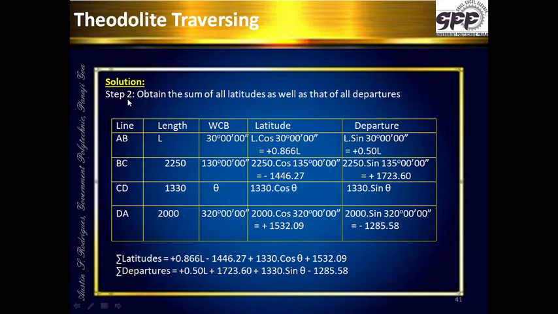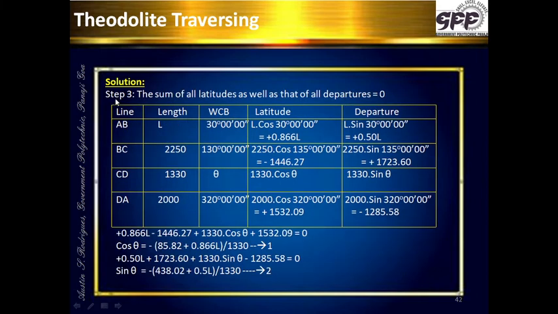So having got the second step done, that is obtaining the sum of all the individual latitudes and that of the departures, we go to step number 3. In step number 3, the sum of all the latitudes as well as the departures should be equal to 0. So putting the sum of all the latitudes and departures equal to 0 over here.